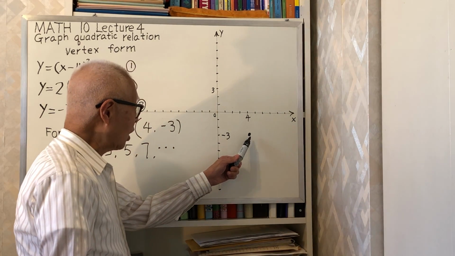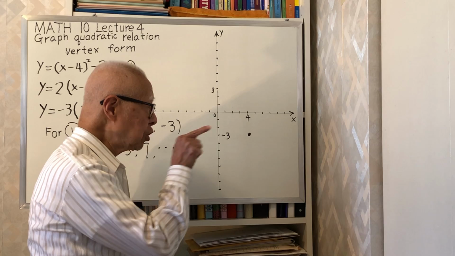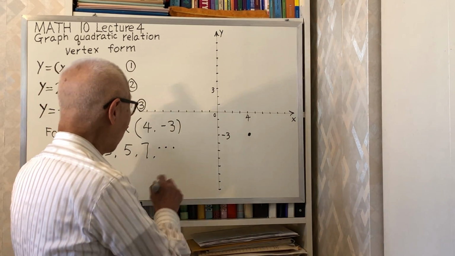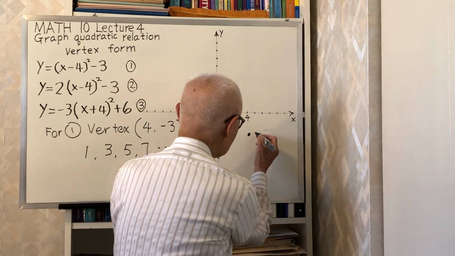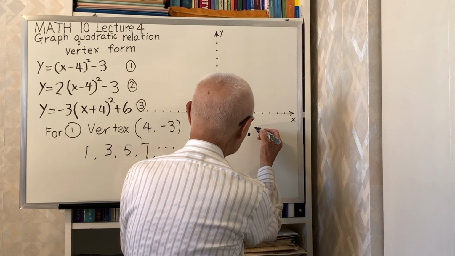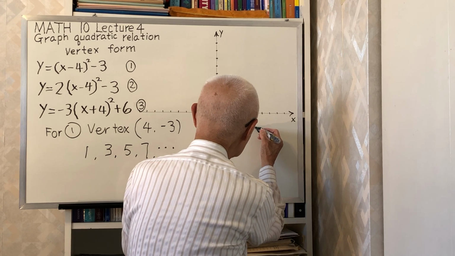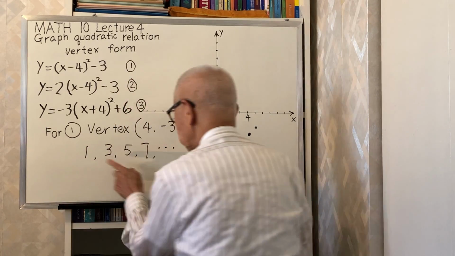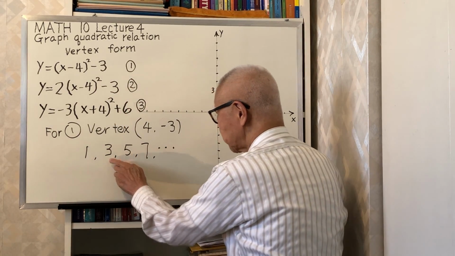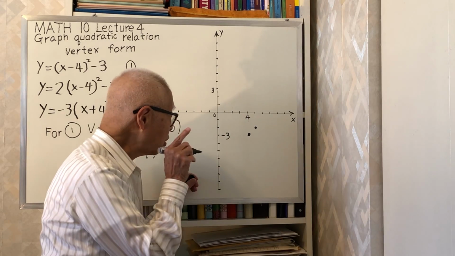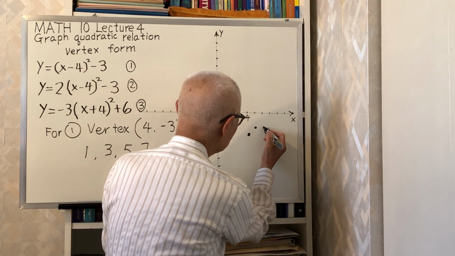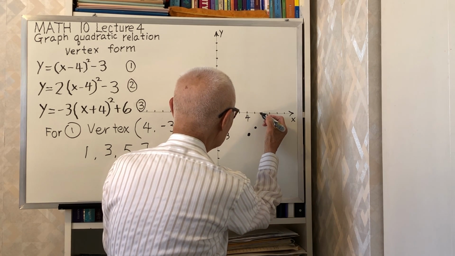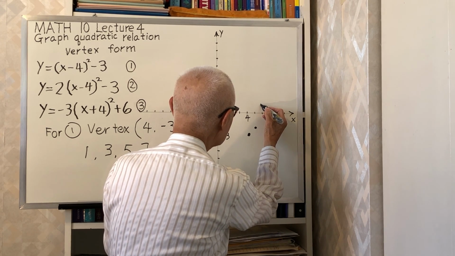You start from the vertex, go 1 unit to the right, and 1 unit up. So 1 unit to the right, and 1 unit up. So it's roughly here. So that is this, 1. The next is 3. I go 1 unit to the right, and go up 3 units. 1, 2, 3 is here.